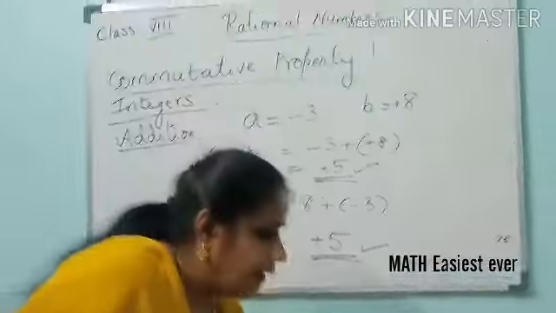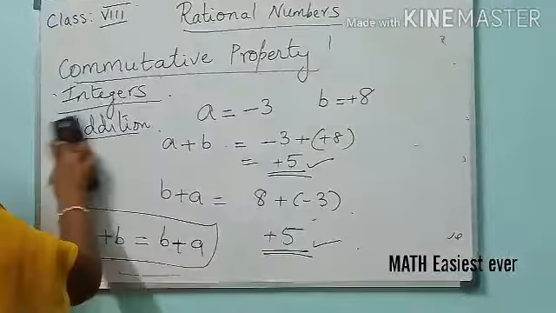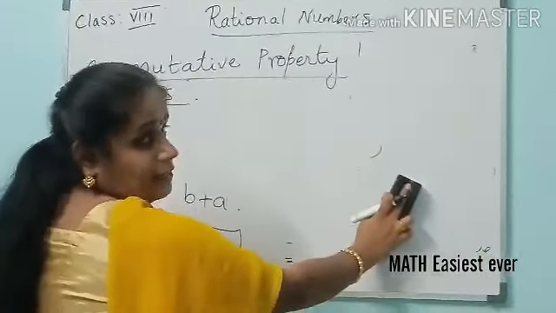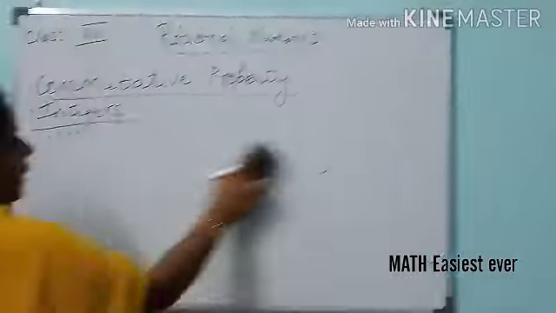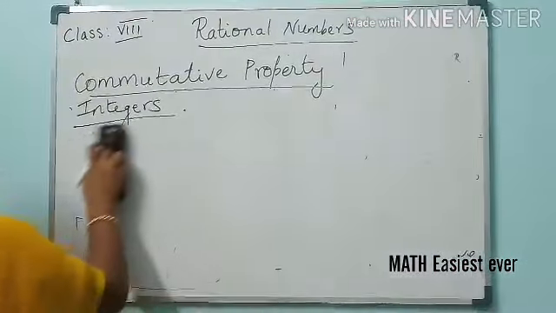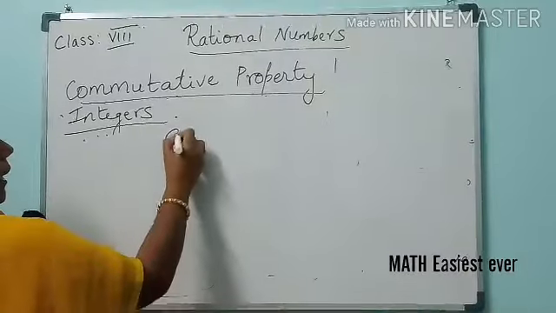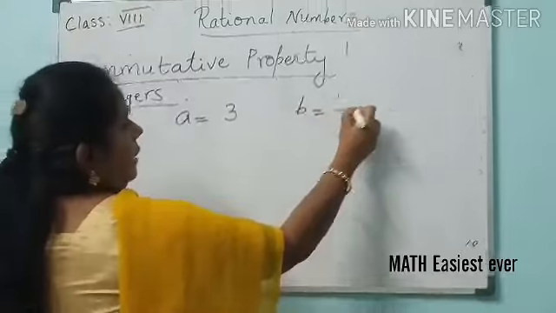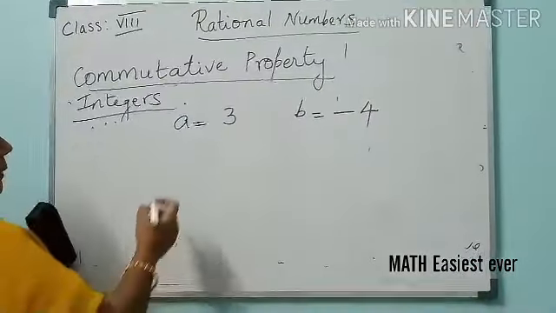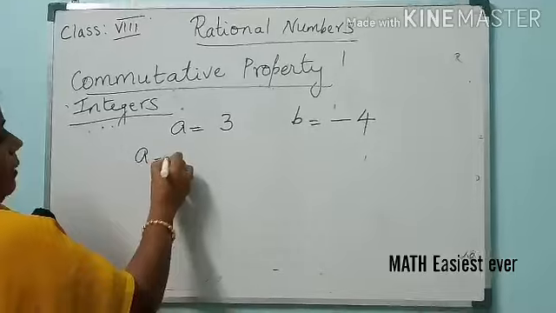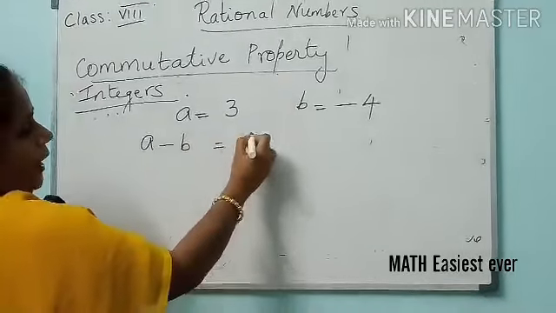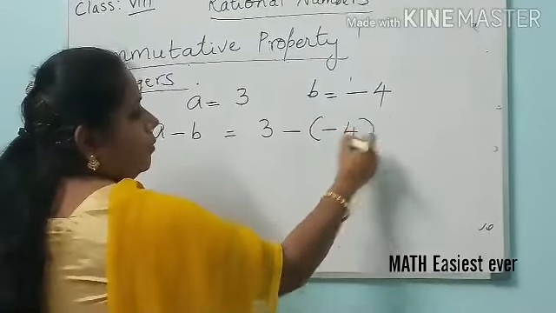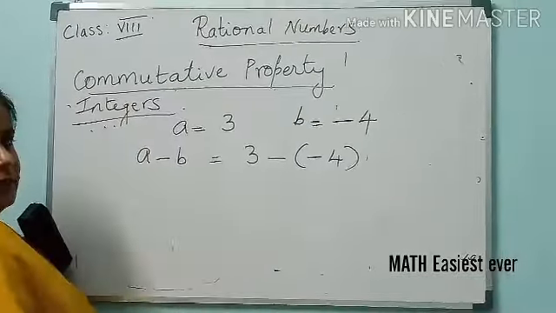Now, we'll go for subtraction of integers and check whether the commutative property is satisfied. I'll take an integer A as 3 and B as minus 4, just an example. Now, what is A minus B? What is your A? 3 minus, what is B? Minus 4. 3 minus minus 4.